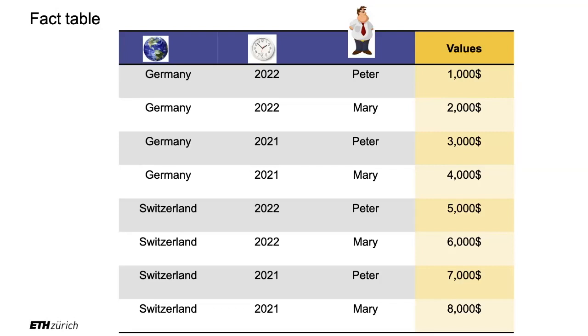You see, there's Germany and Switzerland, that's two. 21, 22, that's two, and Peter and Mary. So it's 2 by 2 by 2, and 2 by 2 by 2 gives you 8. It's exactly 8. So you see, it's complete, basically. In fact, that's a much higher normal form when you have that sort of completeness, that all possible combinations are here. It's 4th or 6th, I don't know exactly which one anymore, but it's a much higher normal form.